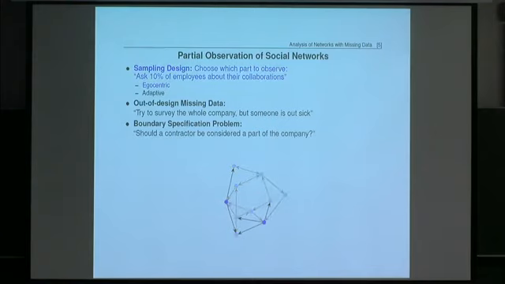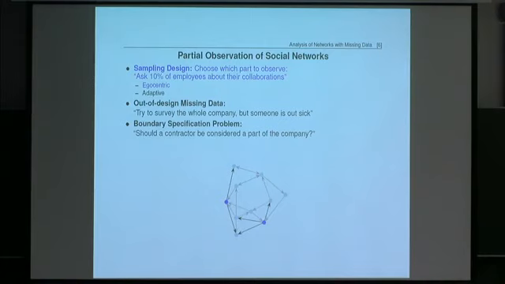The first way we can have partial observation is through the sampling design. So, for example, we could be looking at a company, and we want to know the ties between people in the company, but we can't ask everyone for some sort of practical reason, so we say we're going to take a sample of 10% of the people and ask them about their collaborations. In the schematic here, we've chosen these two nodes shown in dark blue and then asked them to name all of their collaborations. This is an egocentric sample.